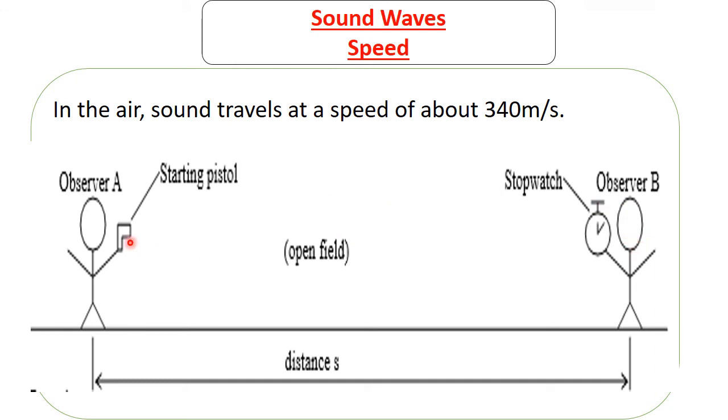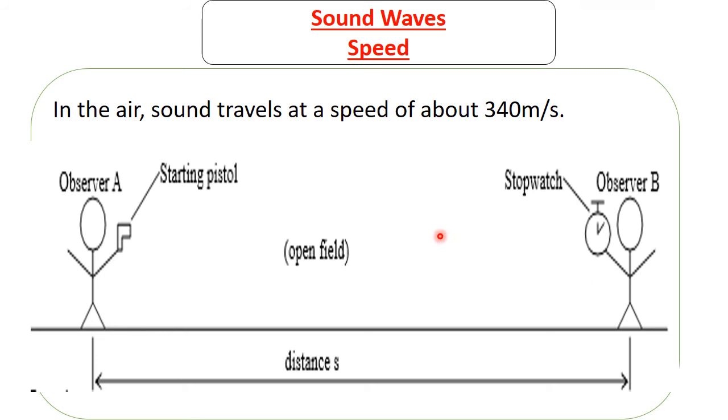Observer A has got a pistol here, and the distance between observer A and observer B must be measured, and we can call it S. Remember, when we are studying equations of motion, we have a tendency of using S to represent the distance. This should be an open field without anything here, because anything here is going to affect the propagation of sound. Second precaution, make sure that these two people are as far apart as possible, maybe 500 meters or 1 kilometer apart.